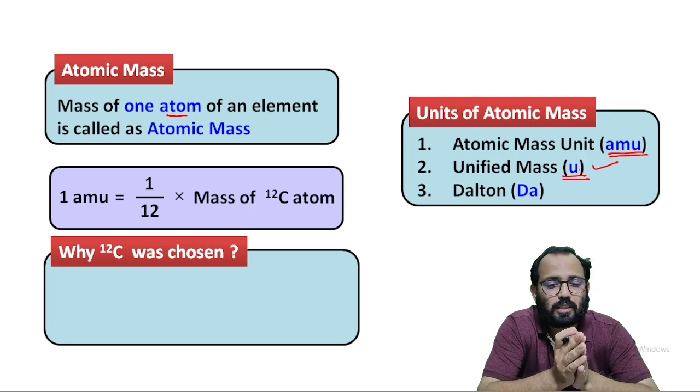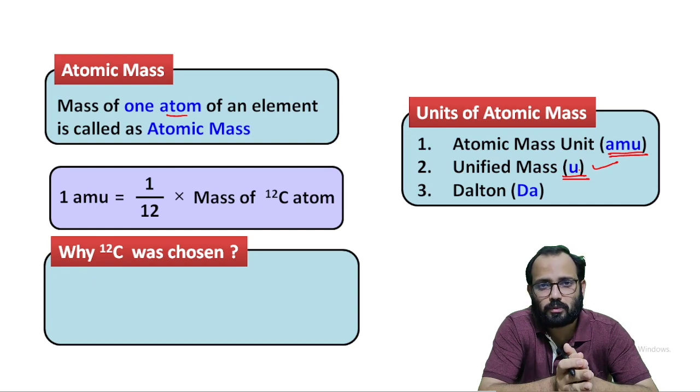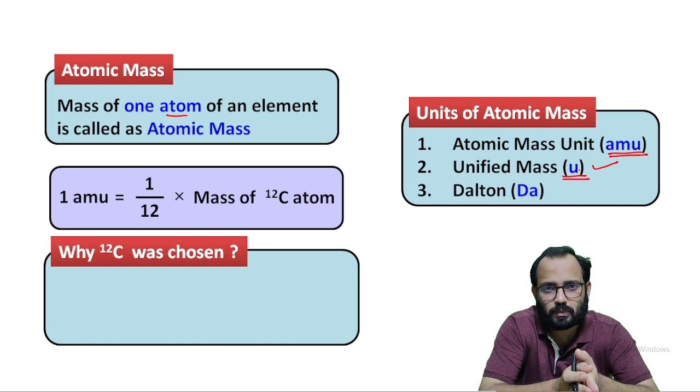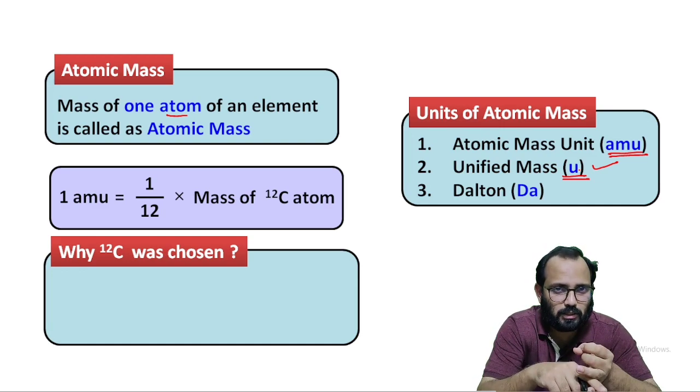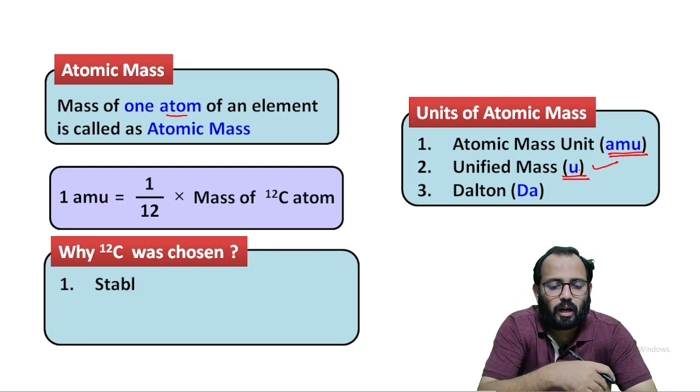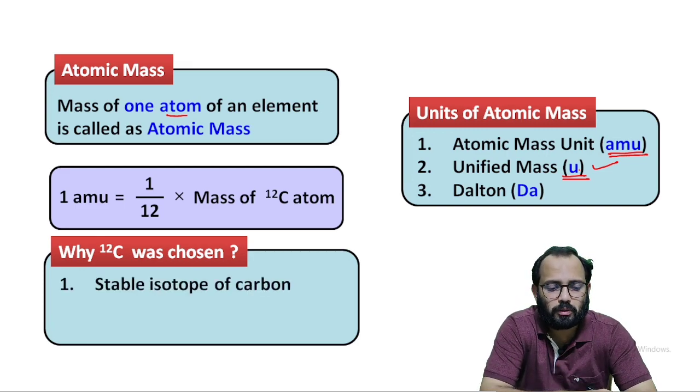Why have I considered the carbon-12 atom? There are a lot of atoms in the universe, right? Why did I consider carbon-12? Initially I considered hydrogen, then oxygen, then carbon. Why? Because carbon-12 is a stable isotope of carbon. We know carbon has carbon-13 and carbon-14, but carbon-12 is the most stable isotope of carbon, we can say.